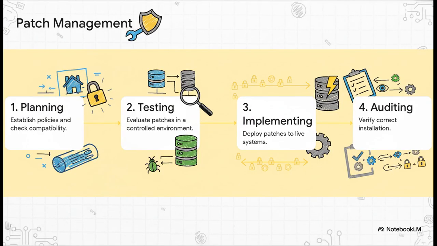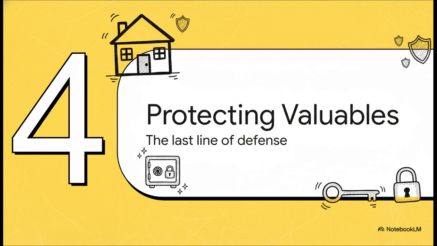And because that risk is so high, professionals don't just click update and hope for the best. They follow a careful 4-step process. First, they plan it all out. Then, they test the patch in a safe environment to make sure it doesn't break anything critical. Then they carefully implement it, often in waves. And finally, they audit everything to verify that the patch was installed correctly everywhere. It's a systematic defense.